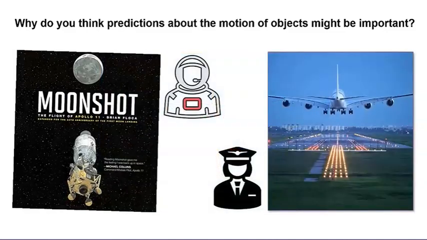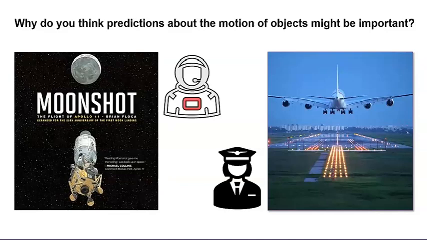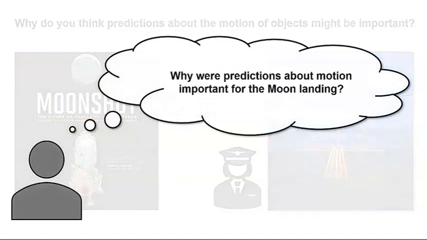Think about our book, Moonshot, The Flight of Apollo 11. Why were predictions about motion important for the moon landing? For your first task today, you will answer this question in your science journal.